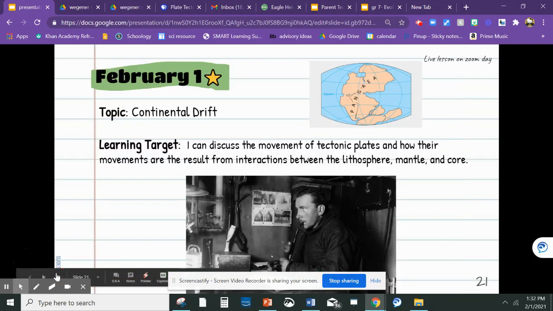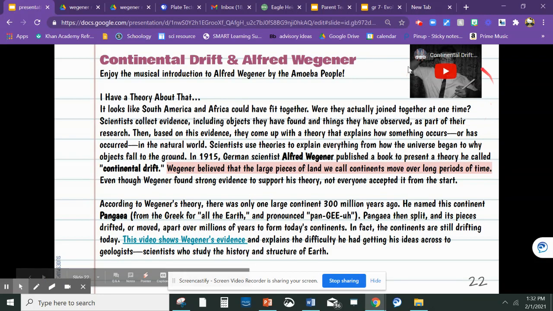So today's topic is continental drift, discussing the movement of tectonic plates and how their movements are the result of interactions between the lithosphere, the mantle, and the core. Please listen to the Alfred Wegener song. It's probably the best song in all of middle school. Read through this information about a theory about that.